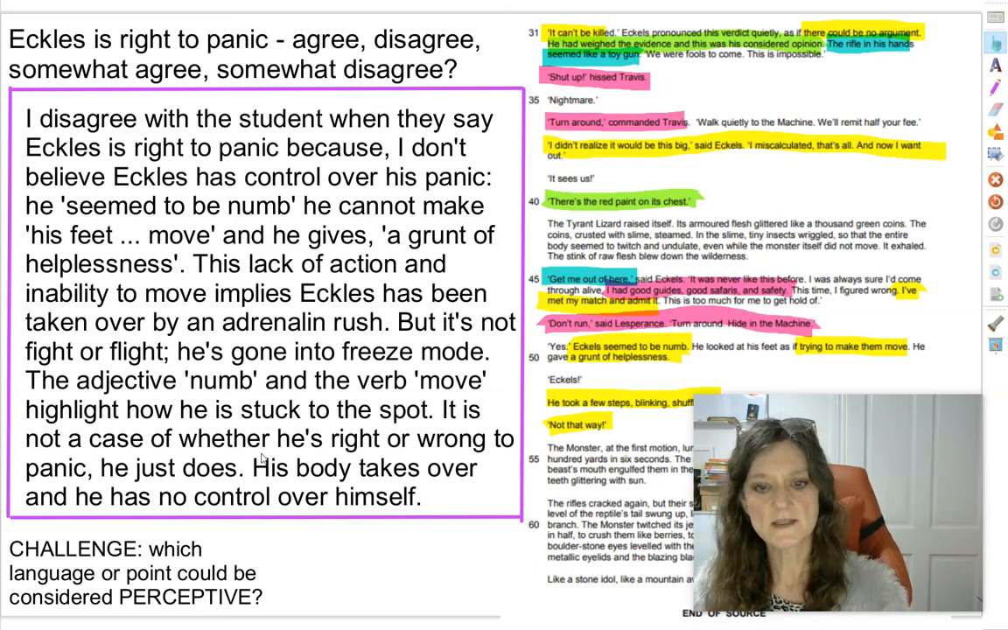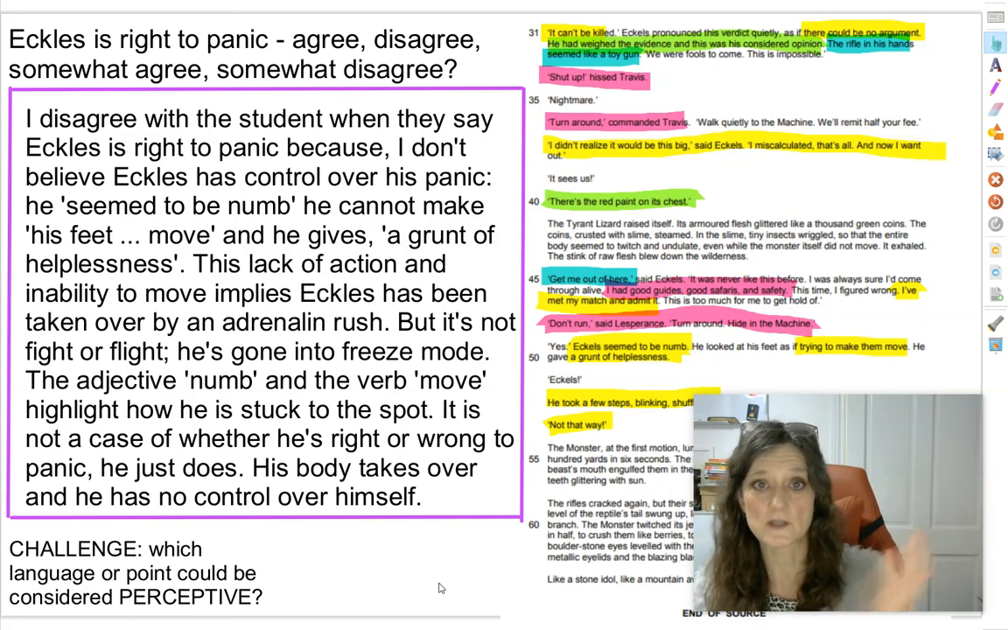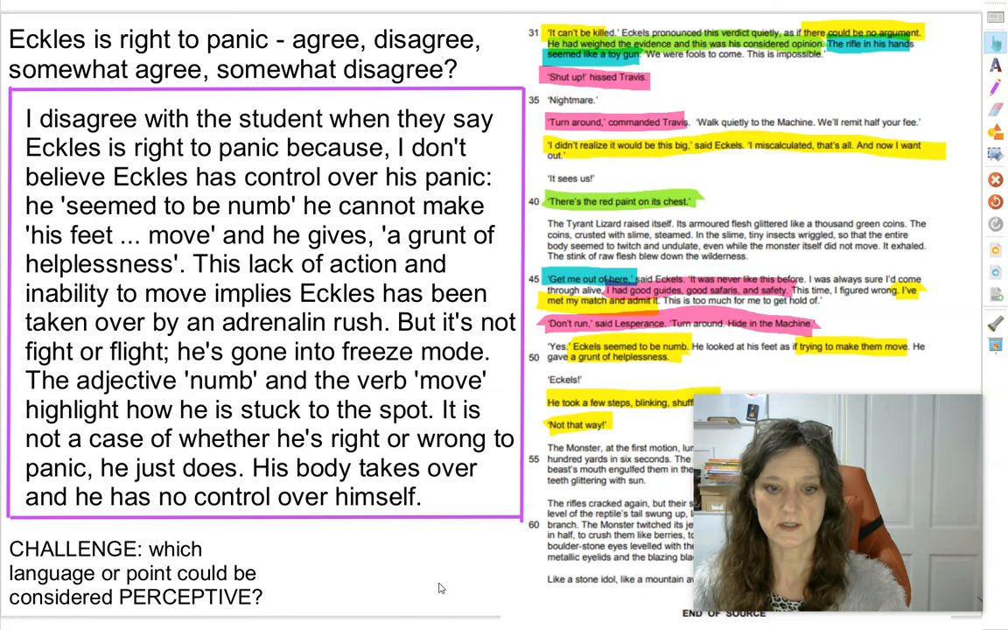It's not a case of whether he's right or wrong to panic. So I'm evaluating and linking it back to the statement. He just does. His body takes over and he has no control over himself. Okay, so you see why I'm disagreeing with the student. I was saying the fact that he's right to panic suggests he has a choice in the matter. I'm arguing here he doesn't have a choice. His body's just decided what it's going to do because he gets struck by adrenaline just here.